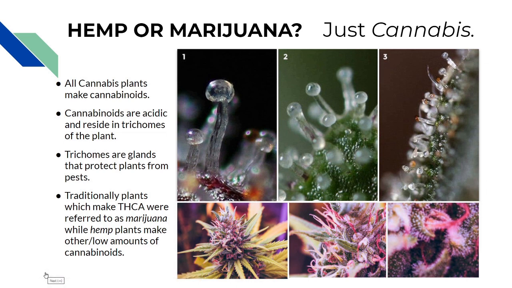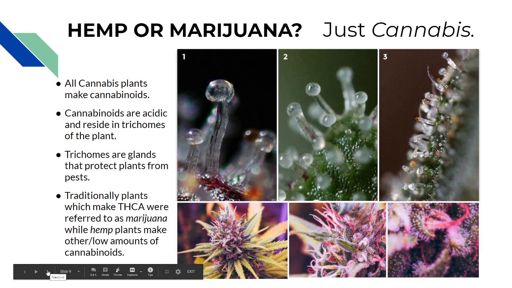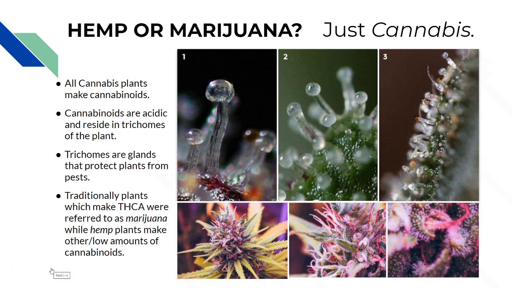Hemp or marijuana? That seems always to be the question. And the true answer is it's all just cannabis. All cannabis plants make cannabinoids. These trichomes, or mushroom-shaped glands, are the site at which all cannabinoids are made. Cannabinoids exist in a default carboxylic acid-bound state within the trichome secretory cavity.